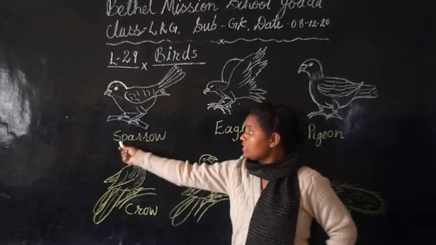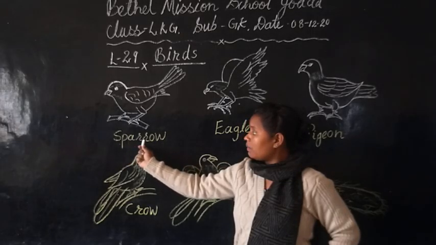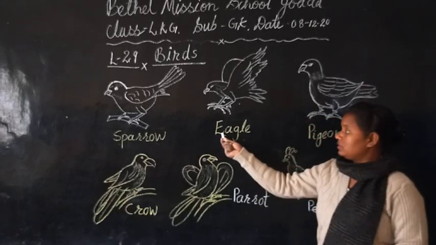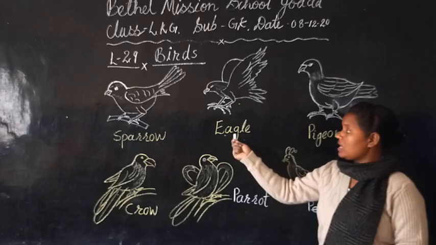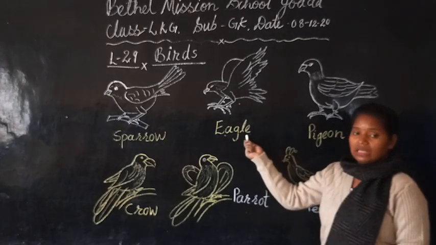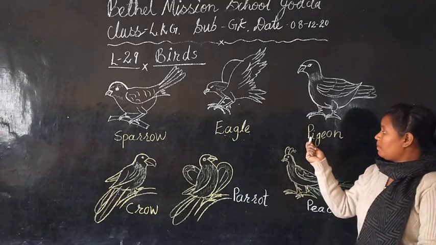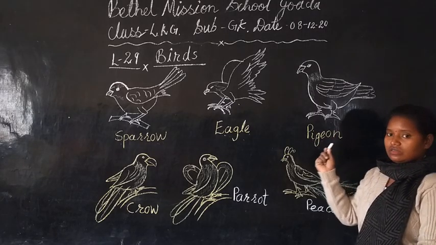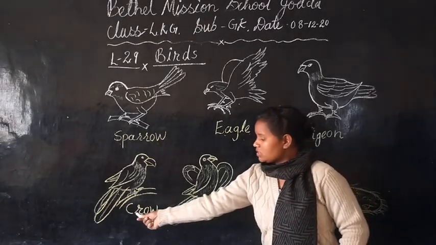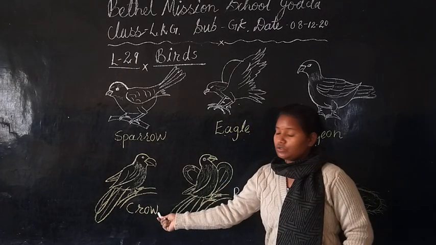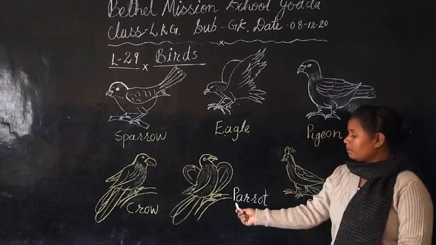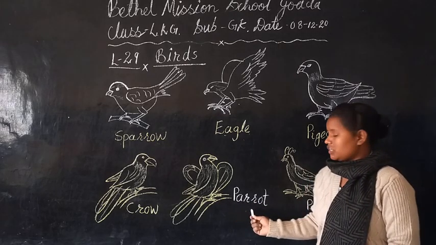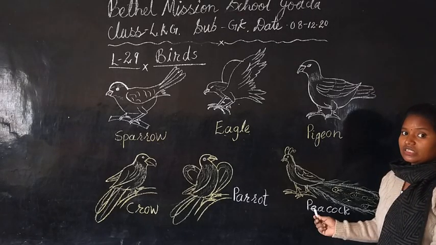The spelling of sparrow is S-P-A-R-R-O-W. Sparrow. Next one is eagle. The spelling of eagle, E-A-G-L-E. Eagle. Pigeon, P-I-G-E-O-N. Pigeon. Crow, C-R-O-W. Crow. Next one, parrot, P-A-R-R-O-T. Parrot. And next is our national bird, that is called peacock.